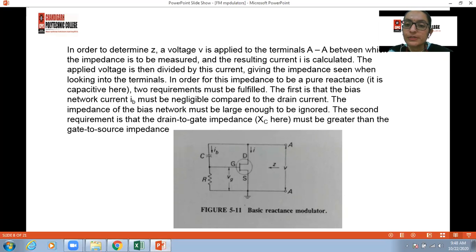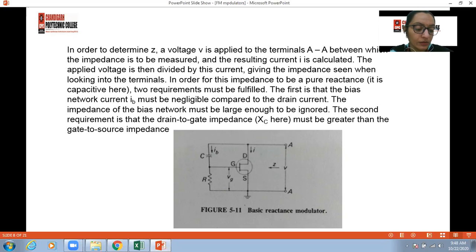In order for this impedance to be pure reactance, two requirements must be fulfilled. The first is that the bias network current, or gate current IB, must be negligible compared to the drain current ID. The second is that the drain to gate impedance XC must be greater than the gate to source impedance R.